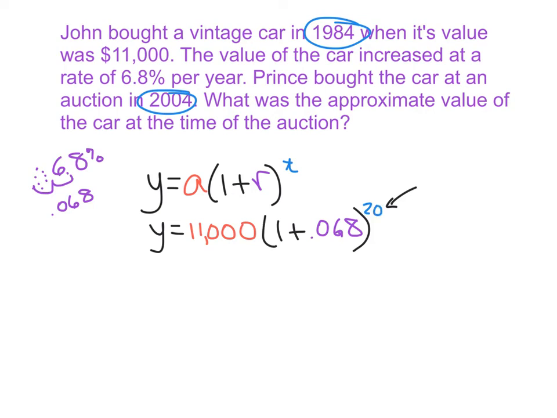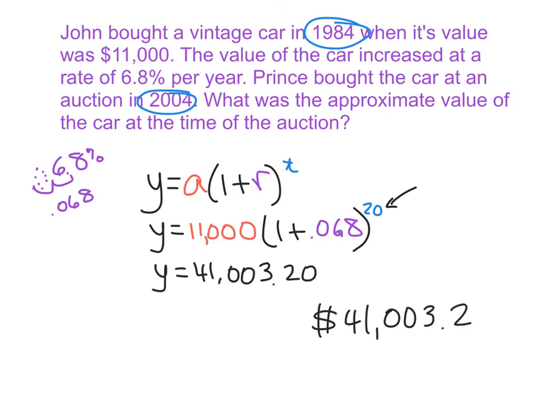Once again, we can use our calculator to compute this value. And when we compute this, we will get 41,003.19882. Now, that's going to round to 20 cents. So, how much is the car worth at the auction? Well, $41,003.20.